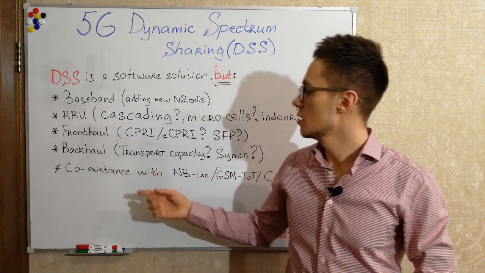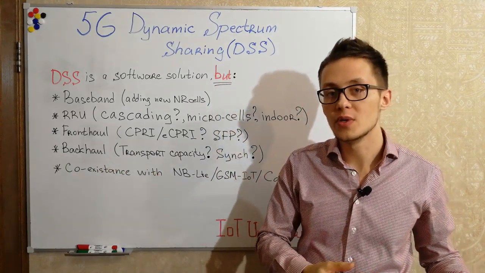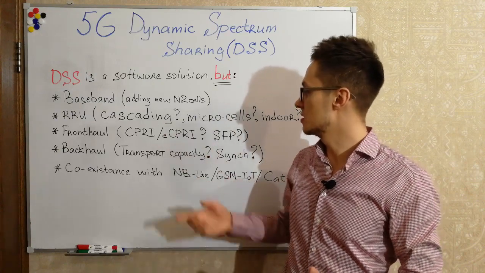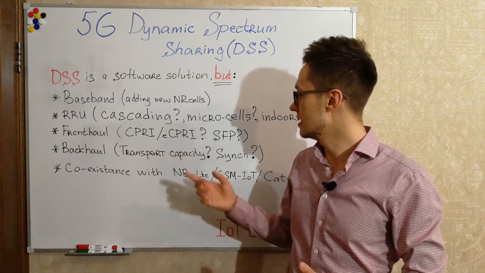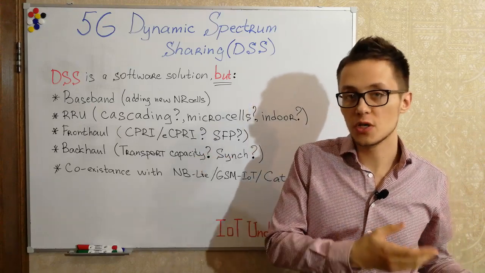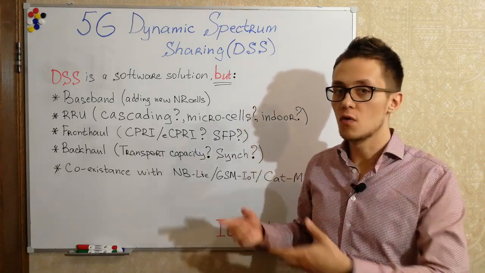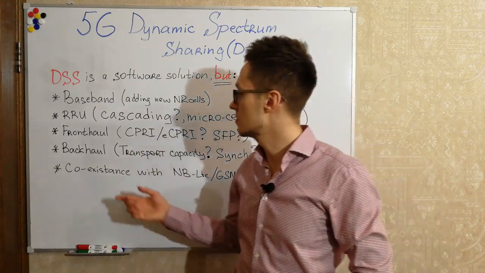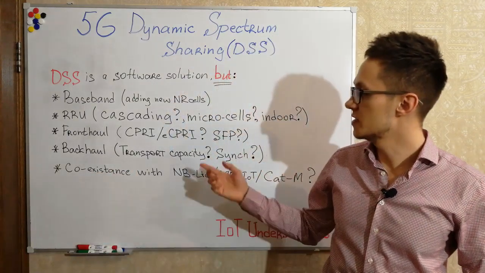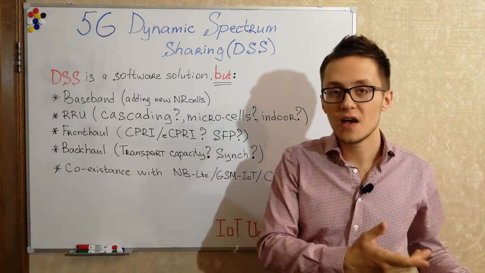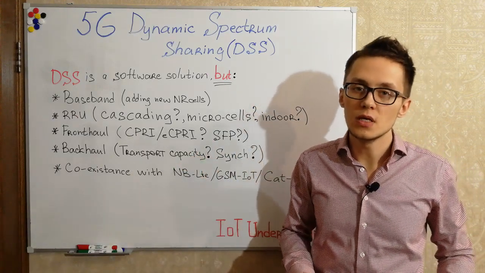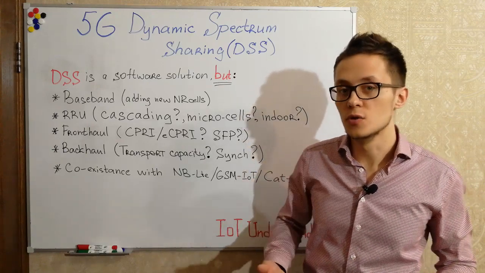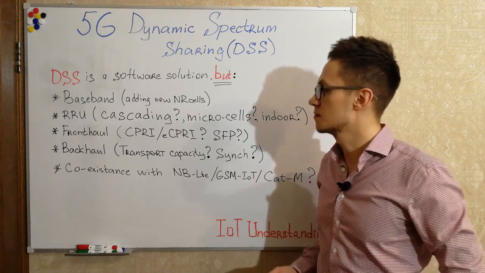Fronthaul. Are there any requirements for CPRI or enhanced CPRI protocols and links? Are there any special requirements in your case for SFP optical modules? This should be checked. Backhaul, the same. Is there enough transport capacity? Is everything okay according to your vendor solution with synchronization?